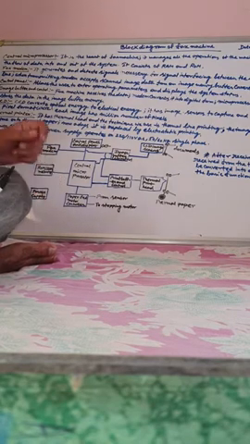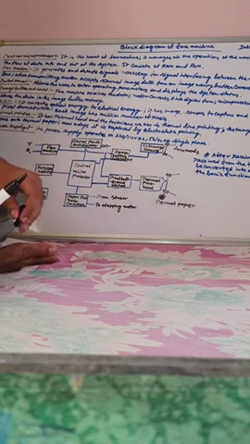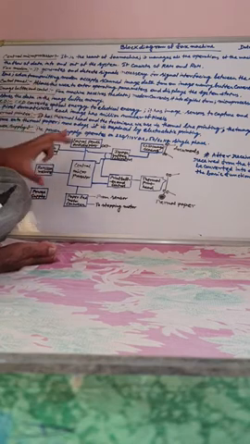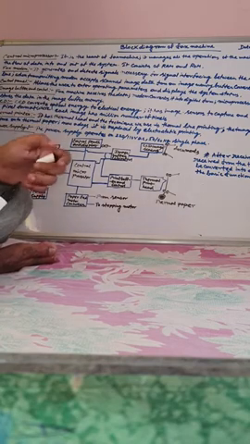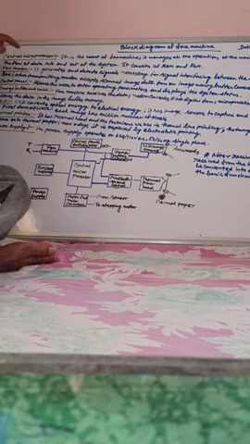This is the block diagram of a fax machine. Hope you have understood the functions of each block. Remember this block diagram for your examination purpose. The very important parts of this block diagram are the central microprocessor and the fax modem.